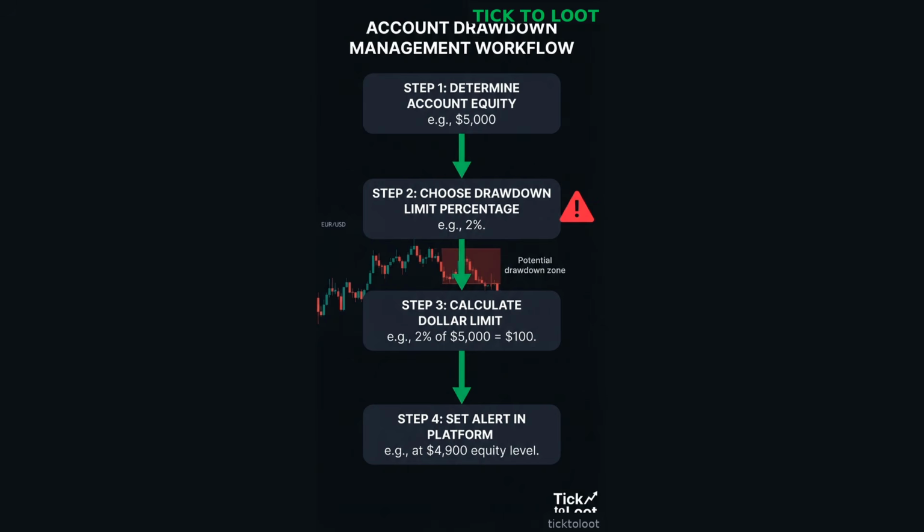software can enforce. The practical takeaway is clear. Calculate 2% of your account, set an equity alert at that level, and treat the alert as a stop sign that forces you to pause and protect your capital.